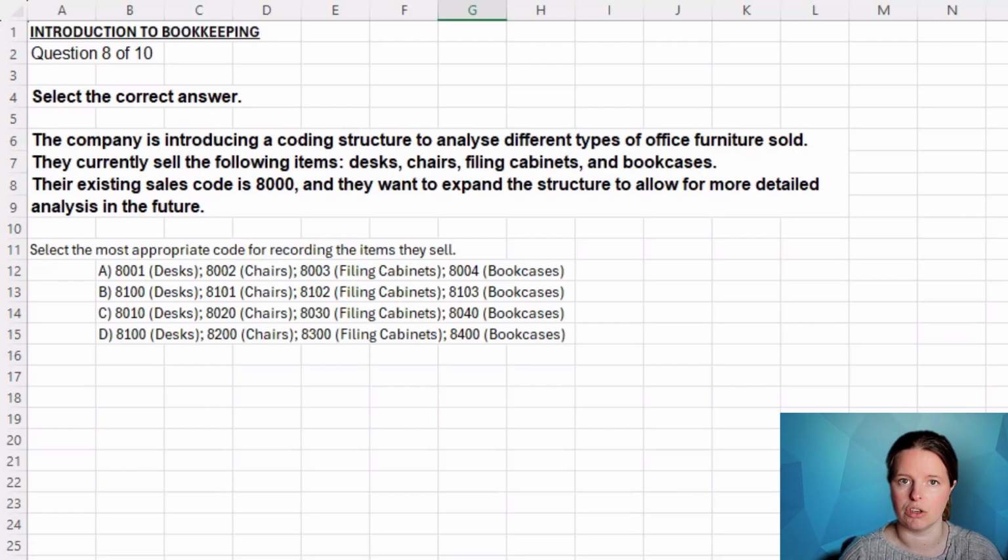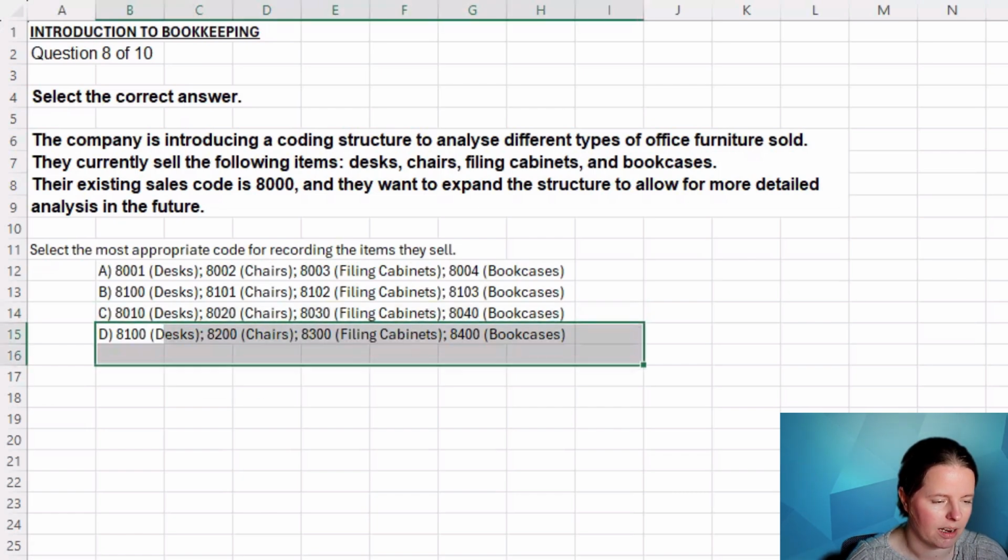analysis in the future. So what they're saying there is that currently desks, chairs, filing cabinets and bookcases are all being coded to code 8,000, but they want to be able to break that down. So we need to select an appropriate code for them to start selling. So let's have a look. So we're going to go from the bottom here.